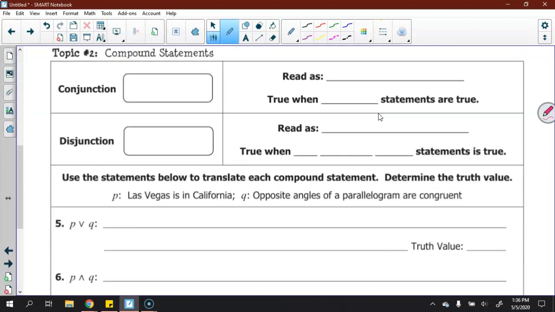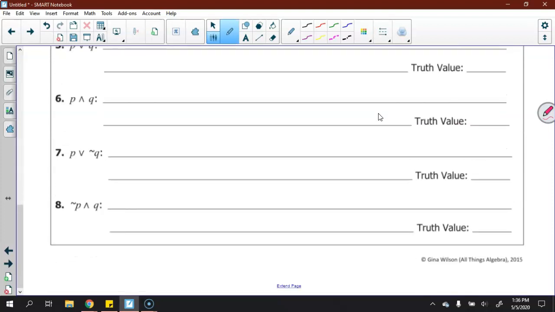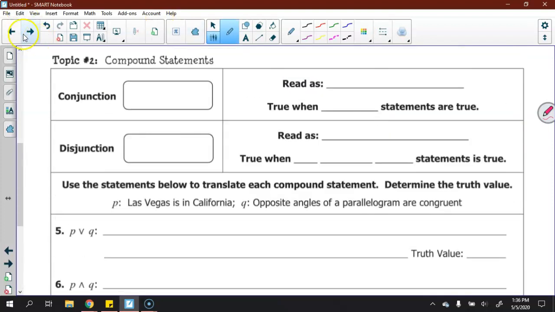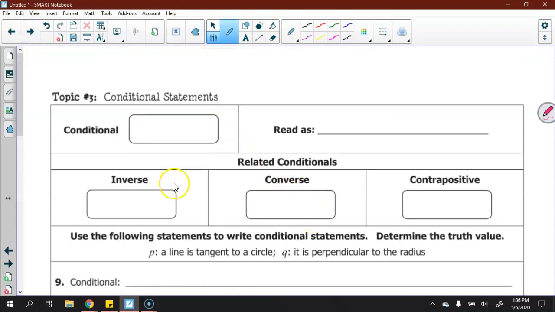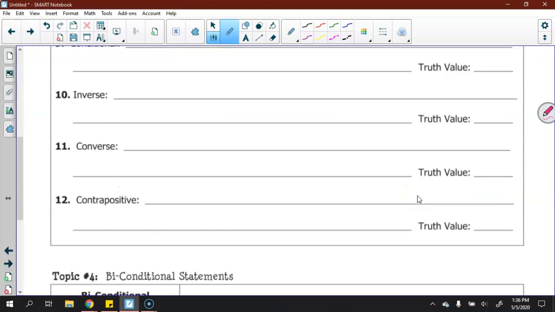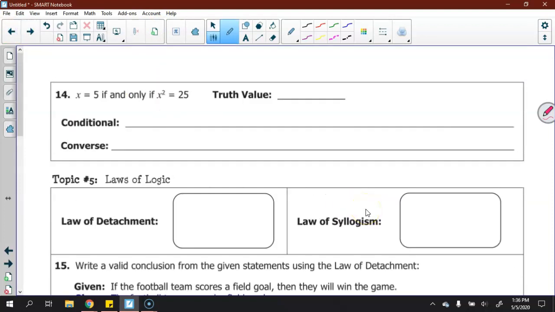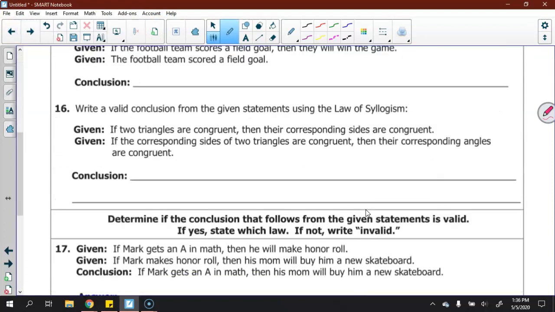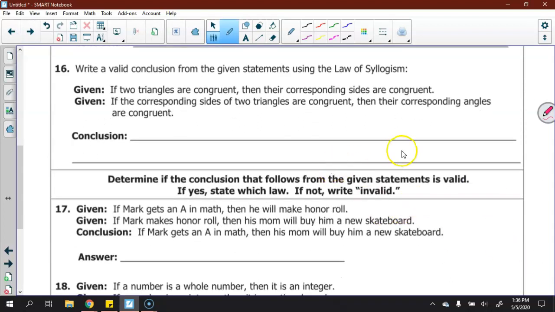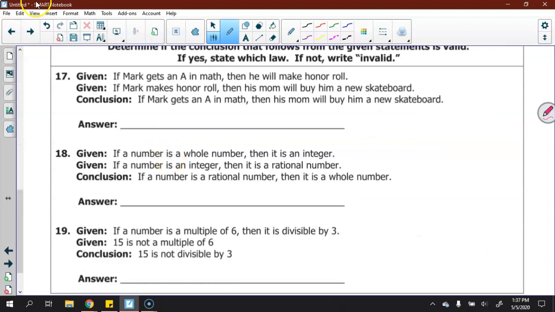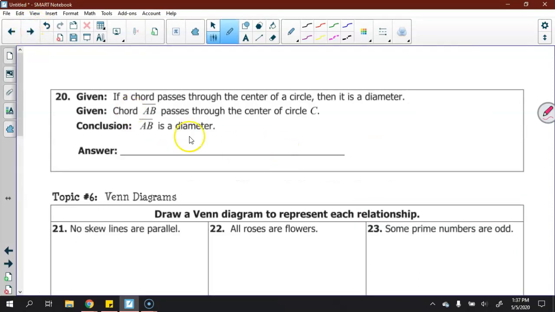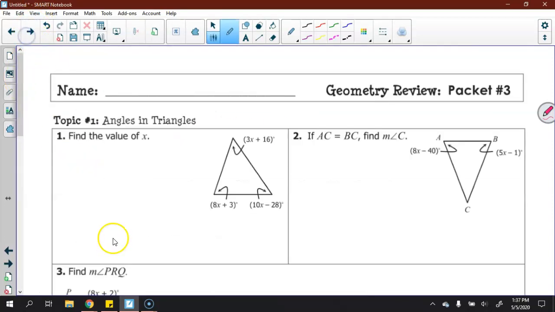So it's starting into counterexamples and then conjunction, all that jazz. Inverse, converse, contrapositive, biconditionals. This was the one that you guys really liked. So it's up to you if you guys want to do this with notes or if you want to jump to packet 3 and do all the triangle stuff.